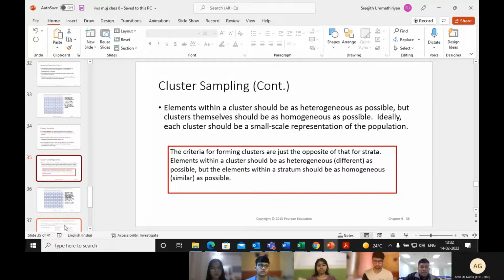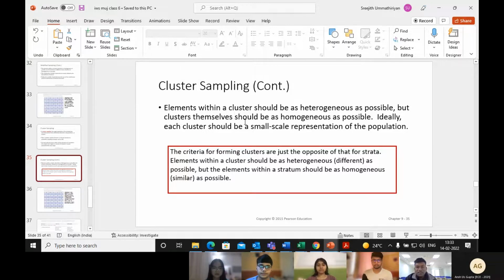Right, okay. Elements within a cluster should be as heterogeneous as possible, but clusters themselves should be as homogeneous as possible. This is what I was talking about, right? So all the villages will be identical. The characteristics of village A will be almost the same as village C, village E, and village F. But within the village, there will be a lot of diversity or heterogeneity. So I put that in a red box.